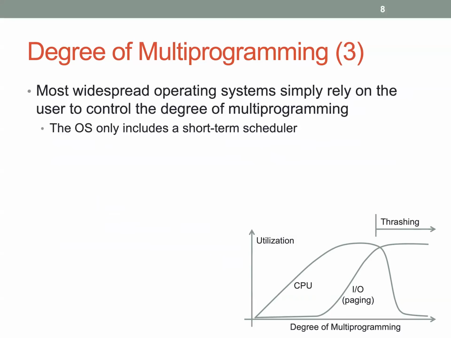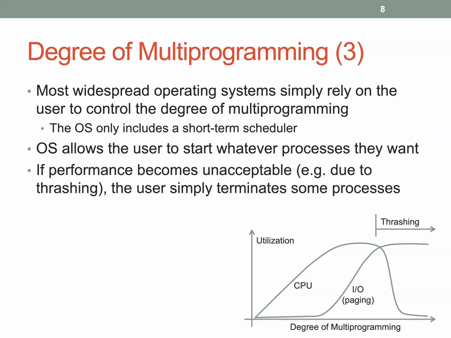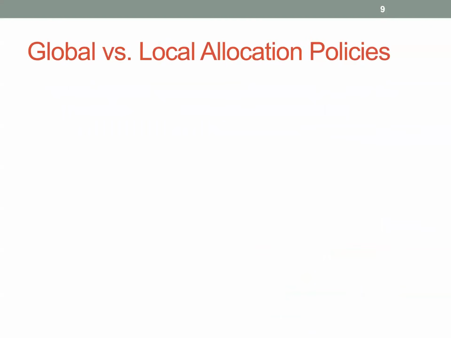Most of the time, we have systems that don't have long-term schedulers or medium-term schedulers. Or if you will, the long-term scheduler is the user, and the medium-term scheduler is the user. And if the user says, wow, I'm grumpy about how the system's performing, then the user suspends processes or kills processes or whatever. And so that tends to be the approach of general purpose operating systems. We only focus on short-term scheduling. Okay, so yeah, if performance becomes unacceptable, for example, due to thrashing, then the user simply terminates some processes.